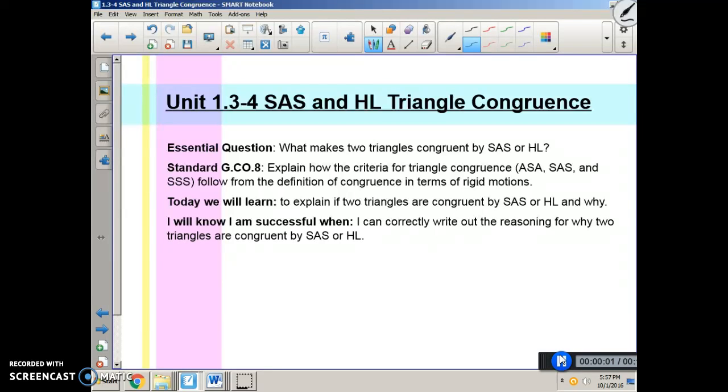Alrighty everyone, so we are now on day 4 of our triangle congruence unit. We're starting on SAS and HL today. You might be able to guess what some of those letters mean based on our previous lessons. Hopefully those have been going well for you.